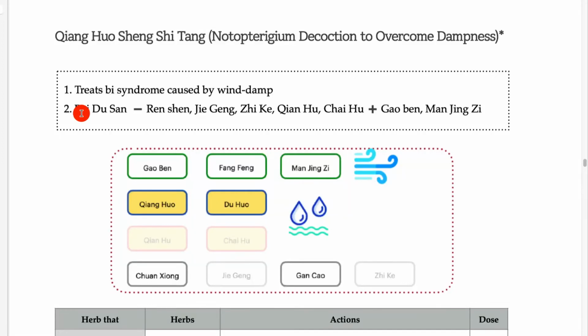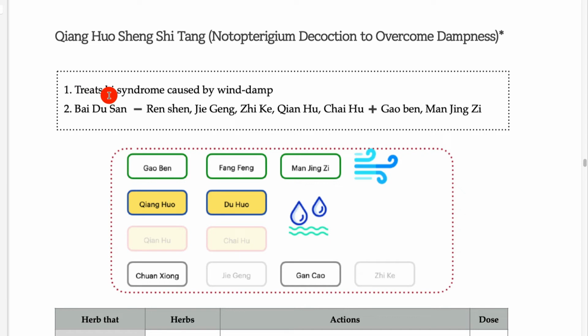Next formula is Qiang Huo Sheng Shi Tang. Qianghuo is the name of the herb. Qianghuo and Duhuo release dampness, especially wind and dampness. This is water and this is wind. And Shengshi means release the water and dampness. Tang is decoction.